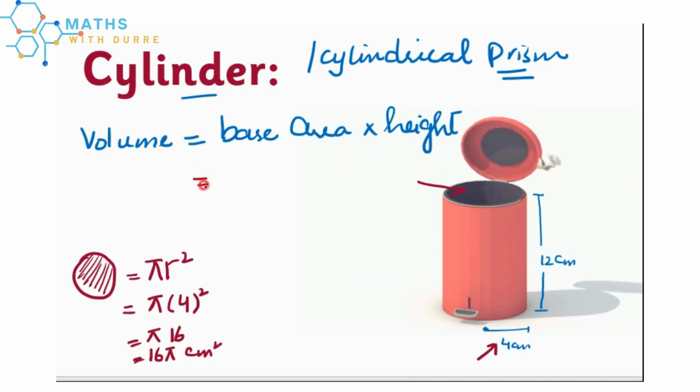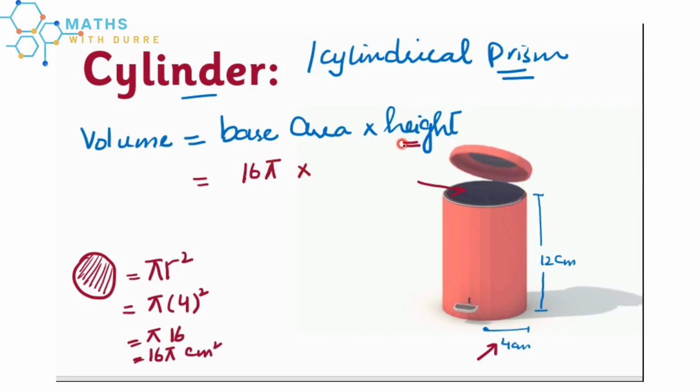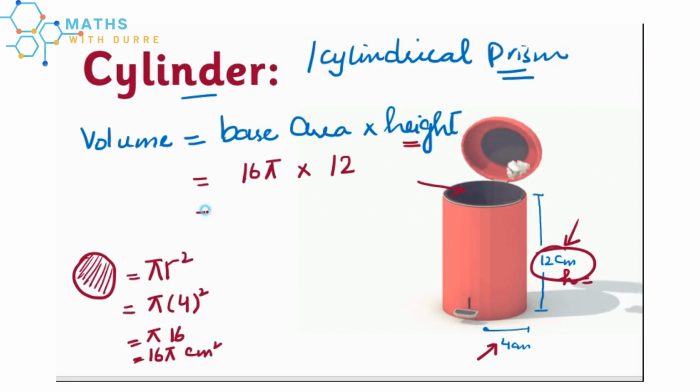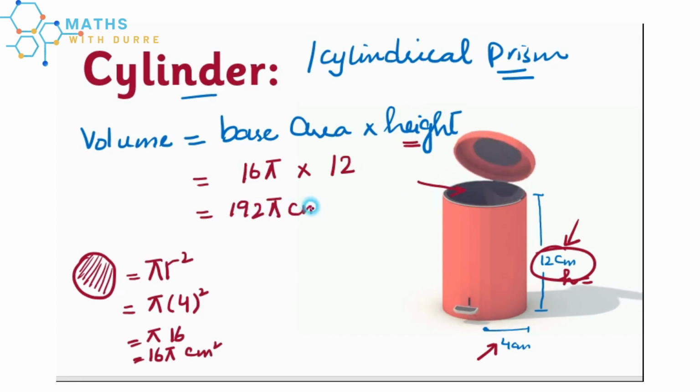So we will write here base area. Base area is 16 pi here, multiplied by the height of our prism. What is the height of our prism? Just look at here. It is given 12 here. So we will substitute 12 instead of height. So after calculation, we'll get the answer 192 pi centimeter cube.